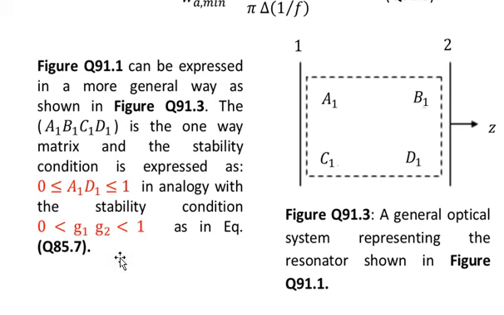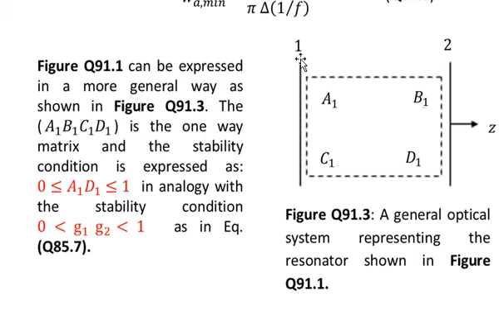These two conditions have been addressed in slide number 85 and preferably in equation number 7. So you can consult slide number 85 to have a detailed analysis of these two stability conditions. The caption of figure 3 is a general optical system representing the resonator shown in figure 1.